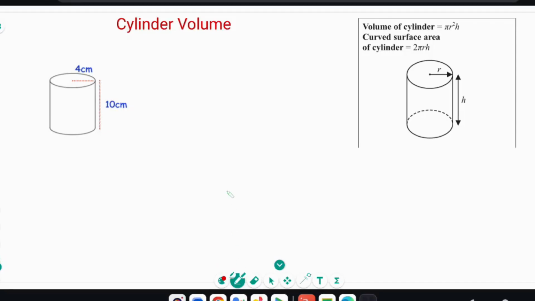Volume of a cylinder. Another volume where you are given the formula in your formula book. So how do we find the volume of this cylinder? That's the radius, that's the height. So pi times 4 squared times height, which is 10.